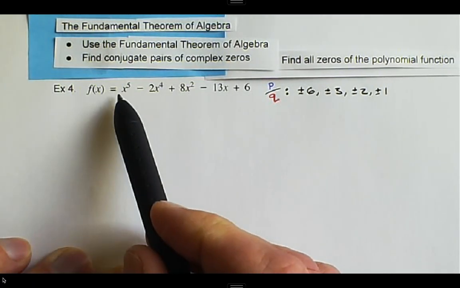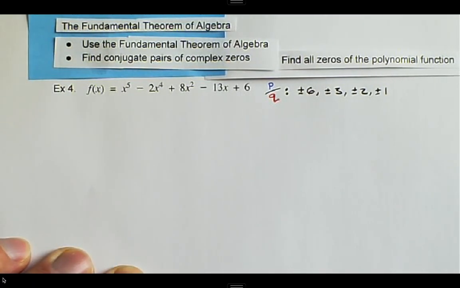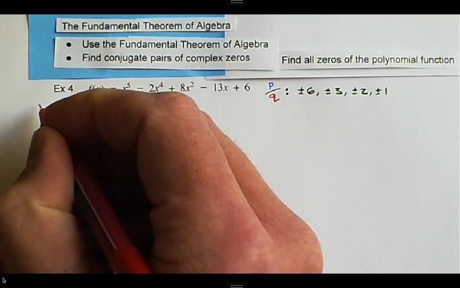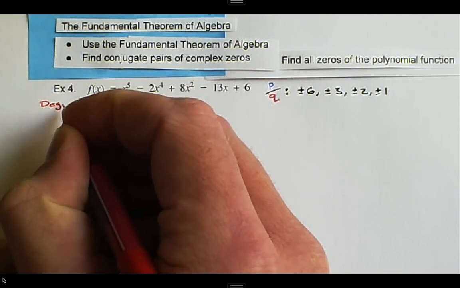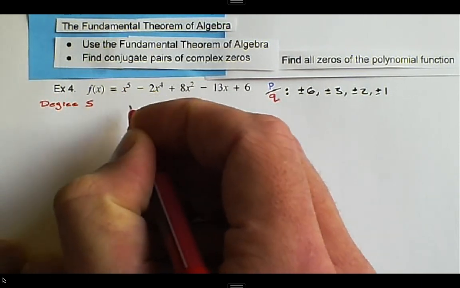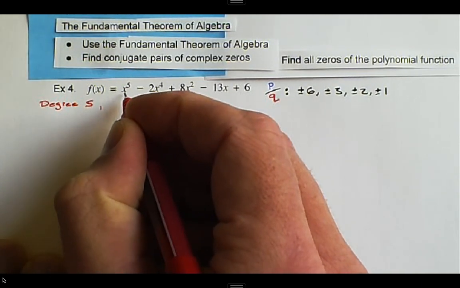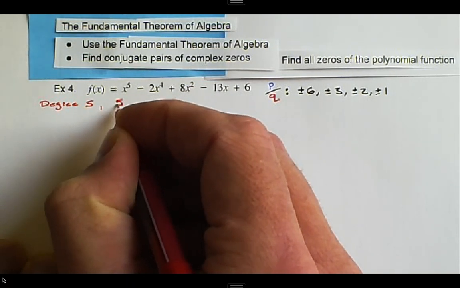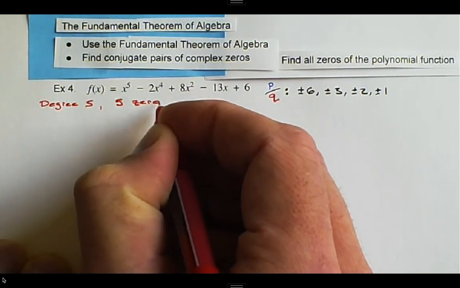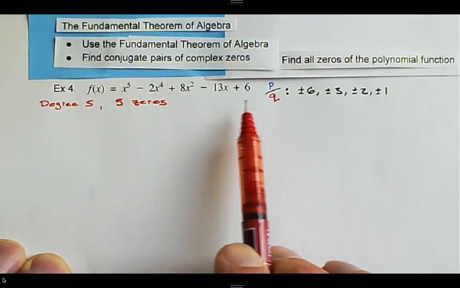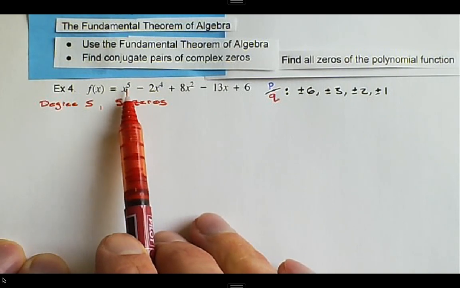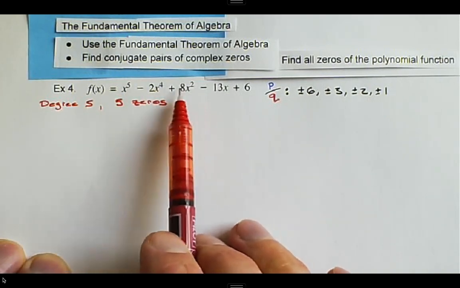The other thing that we need to look at is we know that this is a degree 5. So the highest degree is degree 5. And so we expect that there's going to be 5 zeros. And when we use synthetic substitution, we know that we have to have descending order. So 5, 4, and then we're skipping 3.